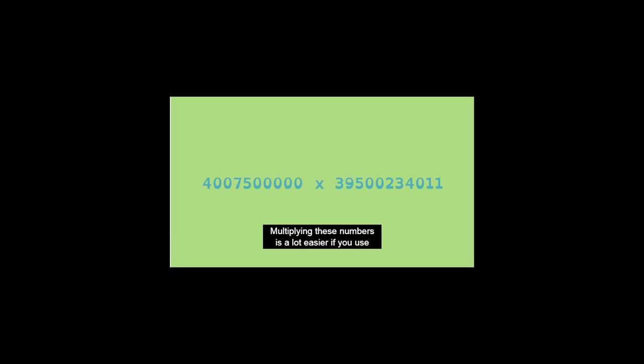Multiplying these numbers is a lot easier if you use scientific notation. First, you multiply the numbers separately. Let's round 4 and 75 thousandths and 3 and 95 hundredths to 4. The product of 4 times 4 is 16.